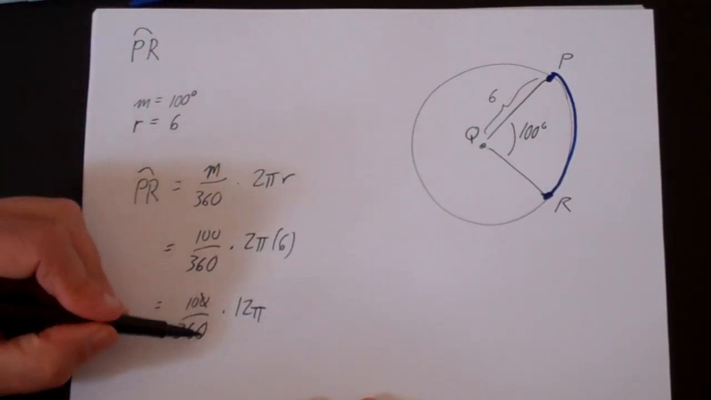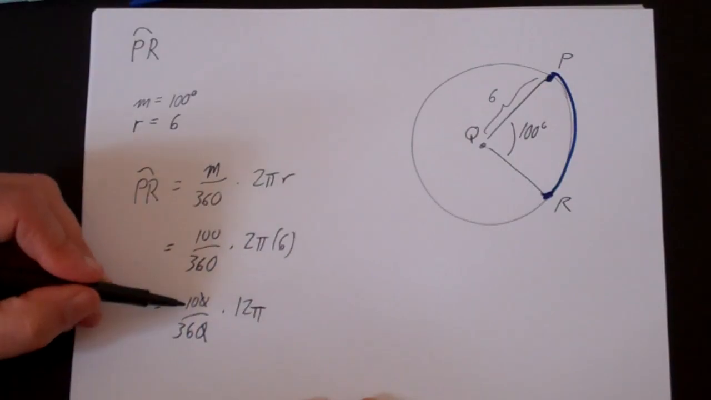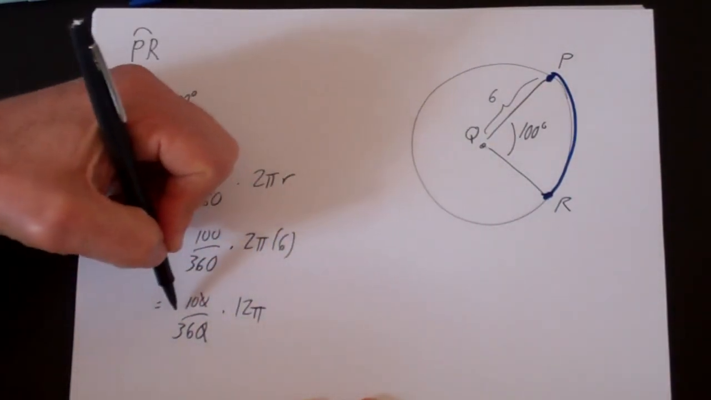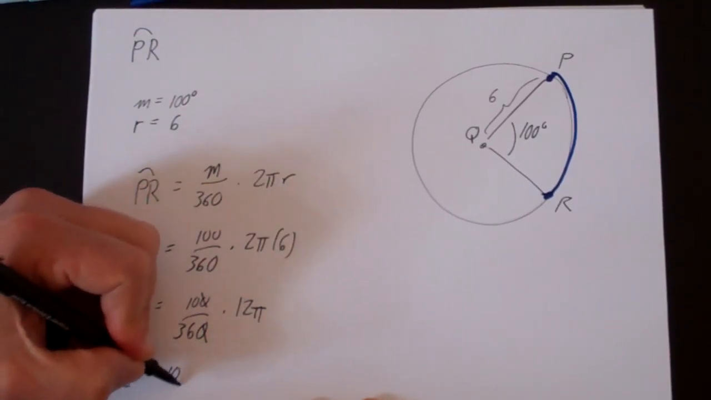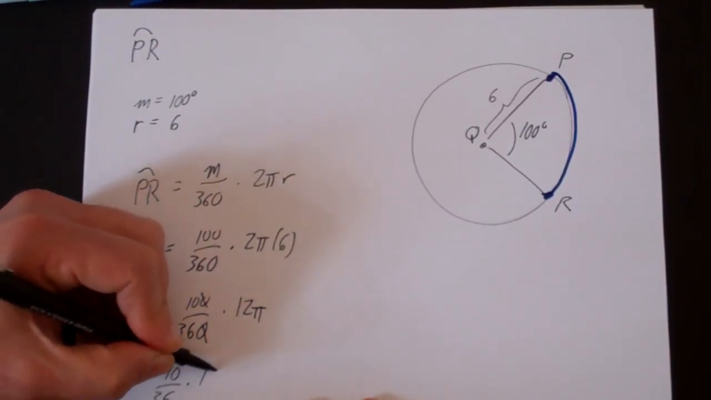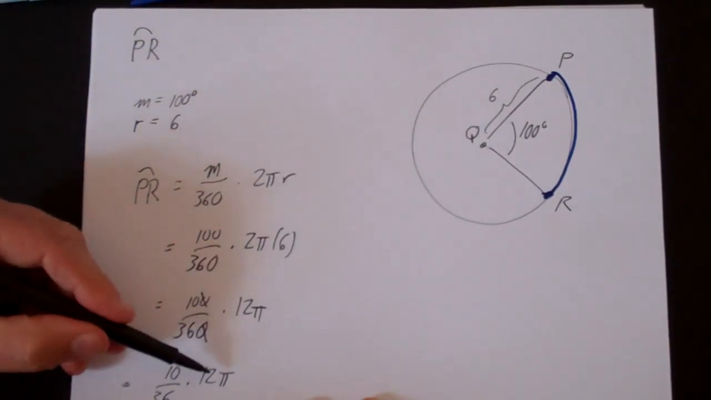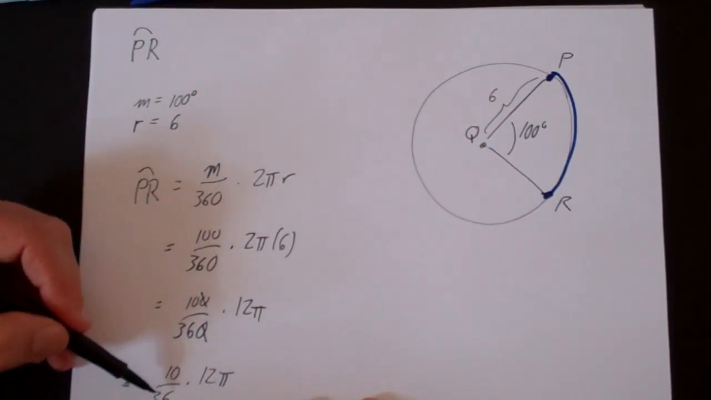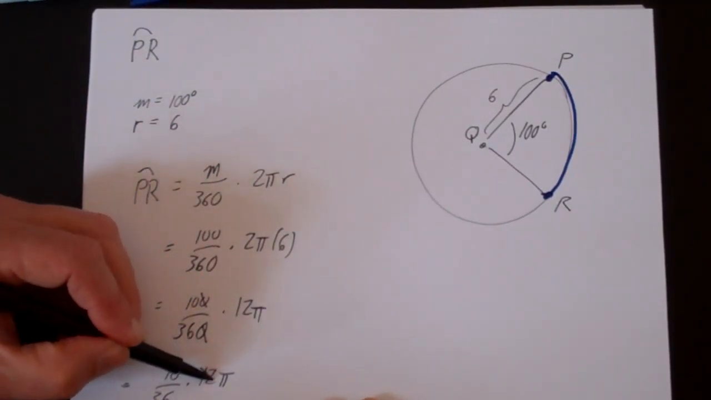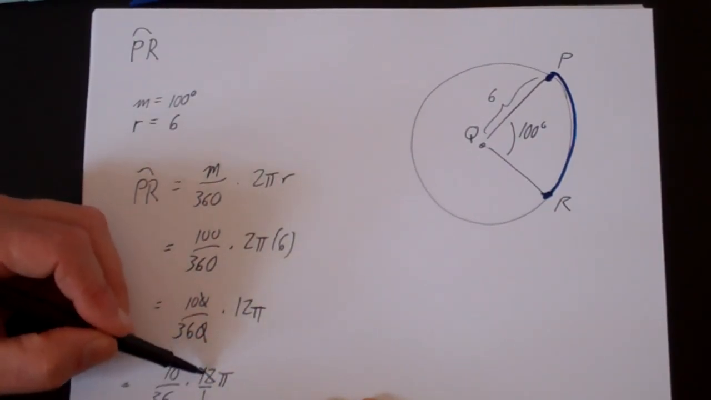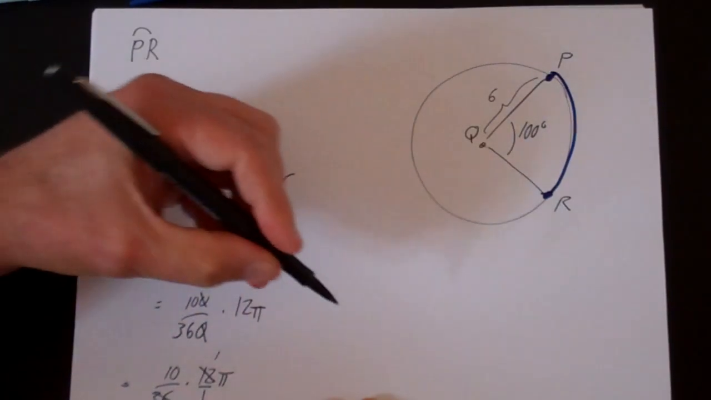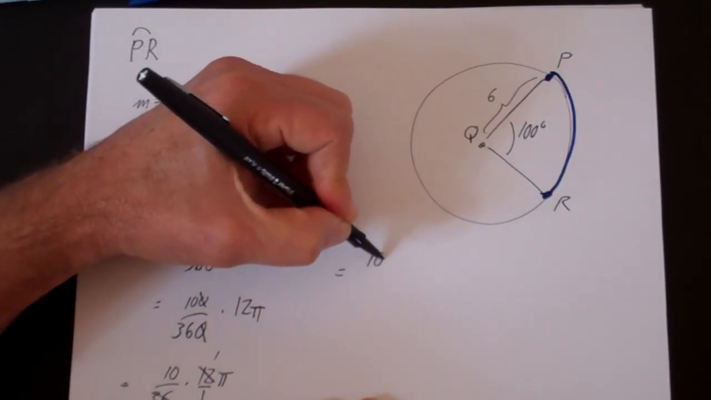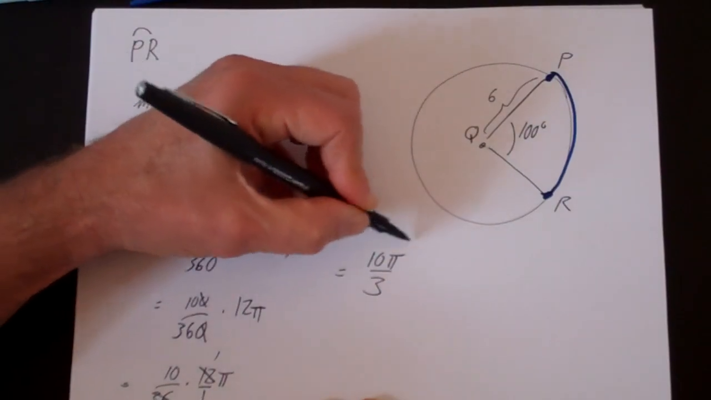The zeros cancel, so you get 10 over 36. Then you get 10 over 36 times 12 pi. Then the 12 and the 36 cancel. You can cancel the 10 and the 36 too, it doesn't matter. I'm going to think about this as 12 over 1, so the 12 and the 36 cancel. That becomes a 1 and that becomes a 3. My final answer is 10 pi over 3. And that's my answer.